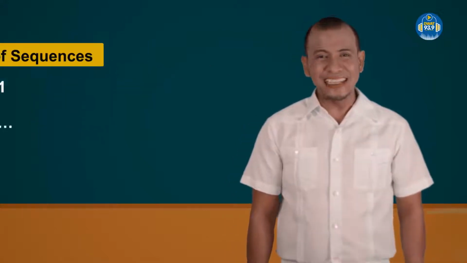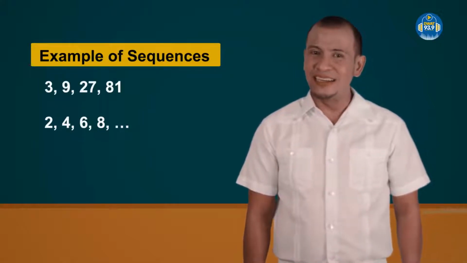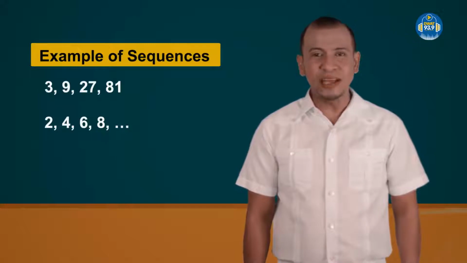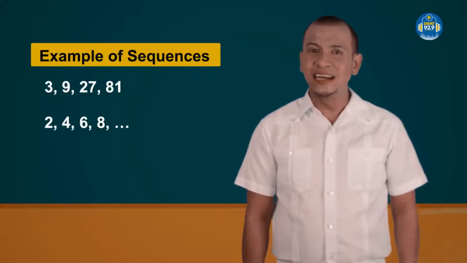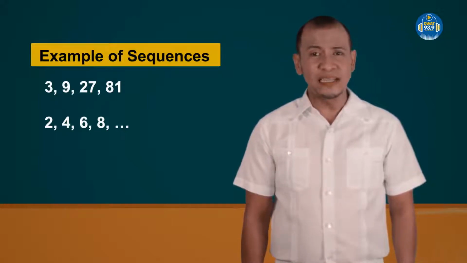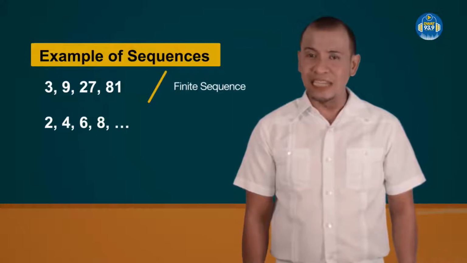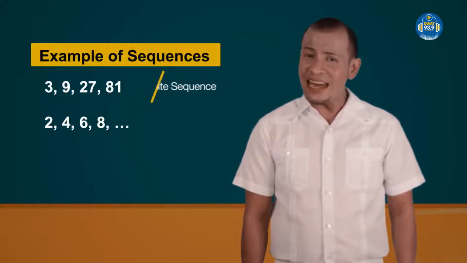Now, let's have examples of sequences. 3, 9, 27, 81, and the other is 2, 4, 6, 8, and so on. The first sequence is an example of finite sequence, since there is a last term.